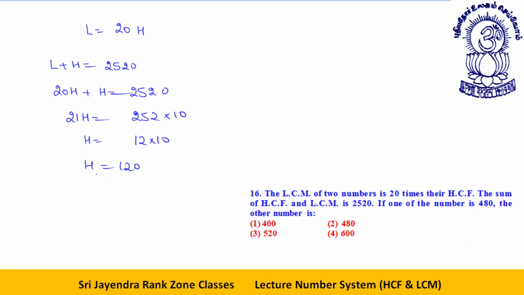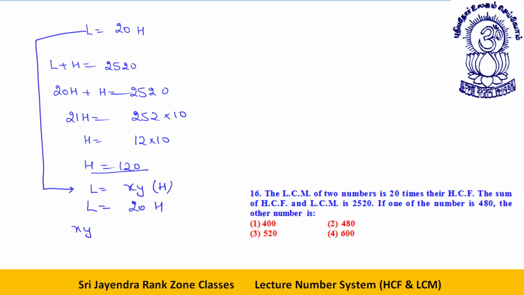You have got H as 120. You have also got one thing, L is equal to 20H. L is equal to 20. This means X into Y is equal to 20. That is, the product of X and Y is 20. And you have to keep one thing in mind, that X and Y are co-prime. So this could be possible by either X comma Y could be 4 comma 5, or X comma Y could be 1 and 20.